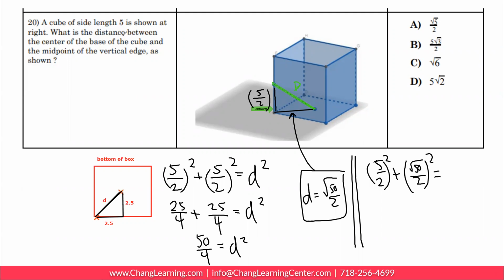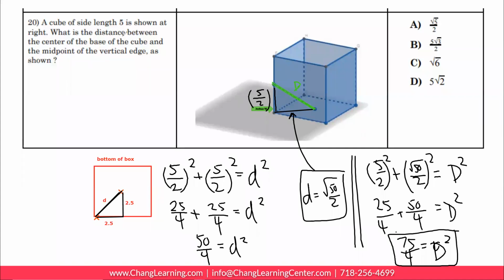equals capital D squared. So that's 25 over 4 plus 50 over 4. The square root of 50 squared is just 50. So it's 75 over 4 equals D squared. When we square root both sides, we get square root 3, square root 25, I'm rewriting 75 in a clever way, over 2. And we know that the square root of 25 is 5. So we have 5 times the square root of 3 over 2, and the correct answer is B.